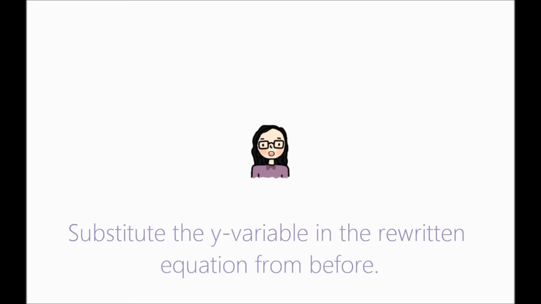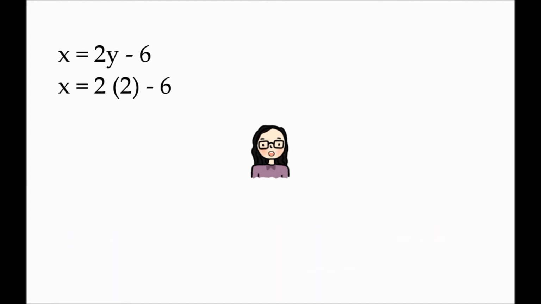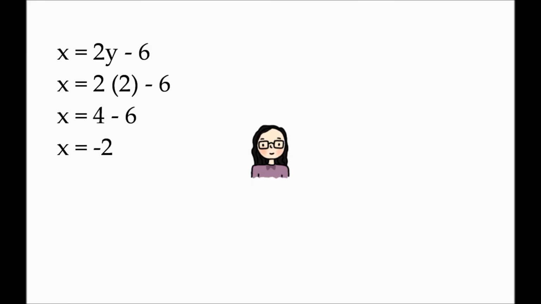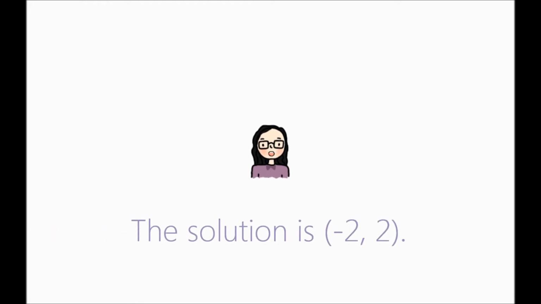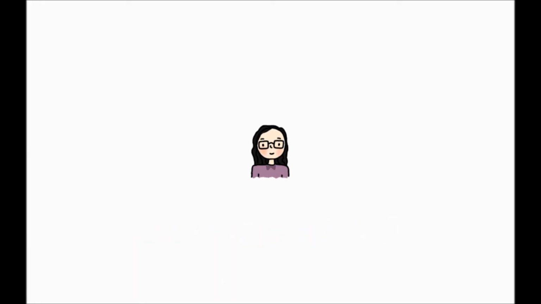Step 4. Substitute y equals 2 into the rewritten equation from before, x equals 2y minus 6. Step 5. Finally, to isolate the variable, solve for x in the new equation, x equals 2 times 2 minus 6. So there you go. The answer to this system of linear equations, as you saw before, is (negative 2, 2).